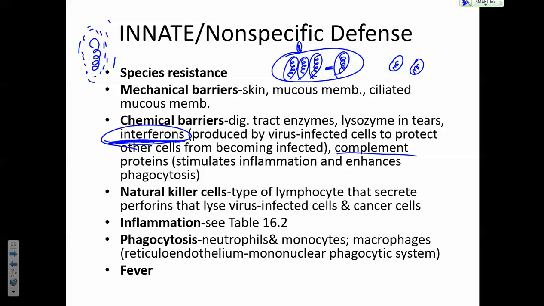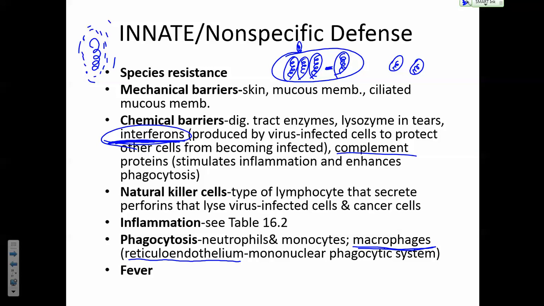Phagocytosis by itself is a big deal in the body. Your major phagocytes are your neutrophils and your monocytes in the blood, but monocytes that get out of the blood become macrophages, and so those are major tissue phagocytes. And the combination of these phagocytes in the body, especially the monocytes and the macrophages, that's referred to as your reticuloendothelium. That's just all the phagocytes of the body referred to as the reticuloendothelium.